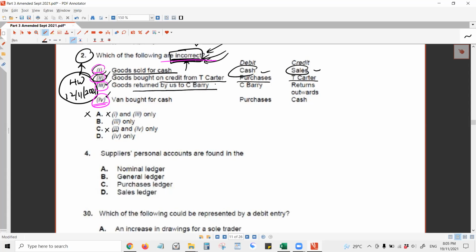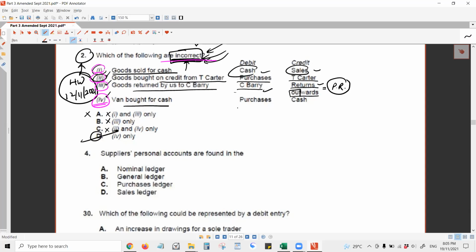Goods returned by us to C-Barry, debit C-Barry. Okay, what is this? Returns outwards. You saw this term when you were learning part two with me. Returns outwards refers to goods getting out of our business back to the supplier. This is purchases returns. Synonym, yeah, synonym. Purchases returns refers to returns outwards. So are the double entries correct? Debit C Barry and credit returns outwards or credit purchase returns? Yes, it's correct. So again, the one with three is not the answer. The answer is the last one. You don't have any other options.